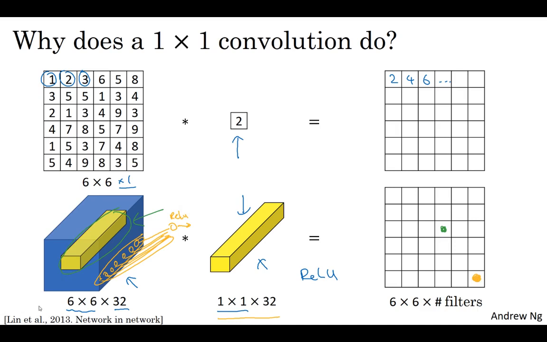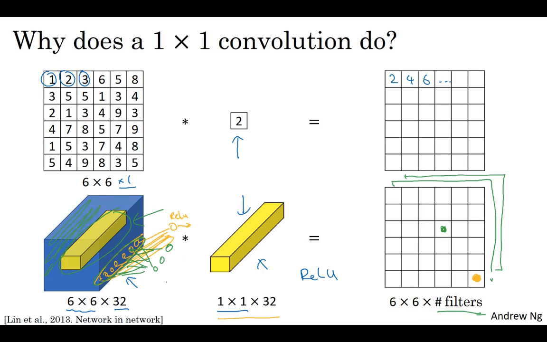And more generally, if you have not just one filter, but multiple filters, then it's as if you have not just one unit, but multiple units that are taking as input all the numbers in one slice, and building them up into an output that is 6 by 6 by the number of filters. So one way to think about a 1x1 convolution is that it is basically having a fully connected neural network that applies to each of the 36 different positions.